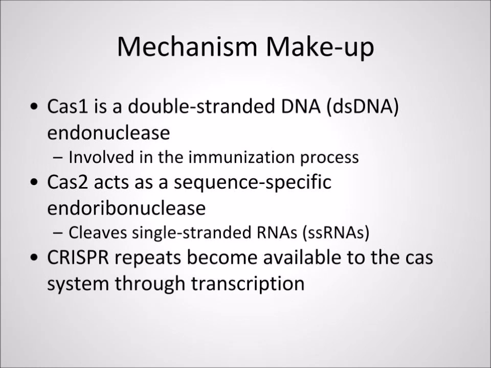The CRISPR system is made up of a bunch of different Cas genes, or CRISPR-associated genes. For example, Cas1 is a double-stranded DNA, or dsDNA, endonuclease. An endonuclease is something that cleaves the bond within a polynucleotide chain. This is involved in the immunization process. Then, Cas2 acts as a sequence-specific endoribonuclease, which cleaves single-stranded RNAs, or ssRNAs. Lastly, CRISPR repeats become available to the Cas system through transcription.